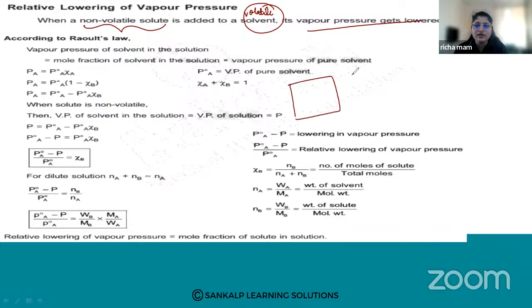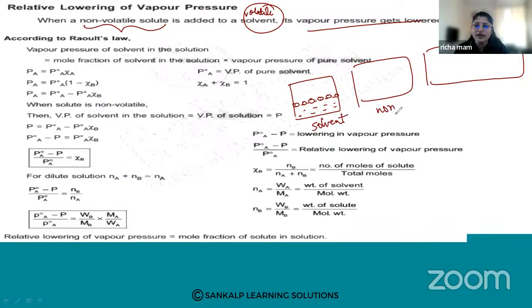I'll explain this only once. Say this is the solvent, and this is a non-volatile solute. Non-volatile solute means it will not produce any vapors. The solvent is volatile, so the volatile solvent will produce the vapors, and the non-volatile solute will not produce any vapors. When you mix the solvent and the non-volatile solute, you get a solution.